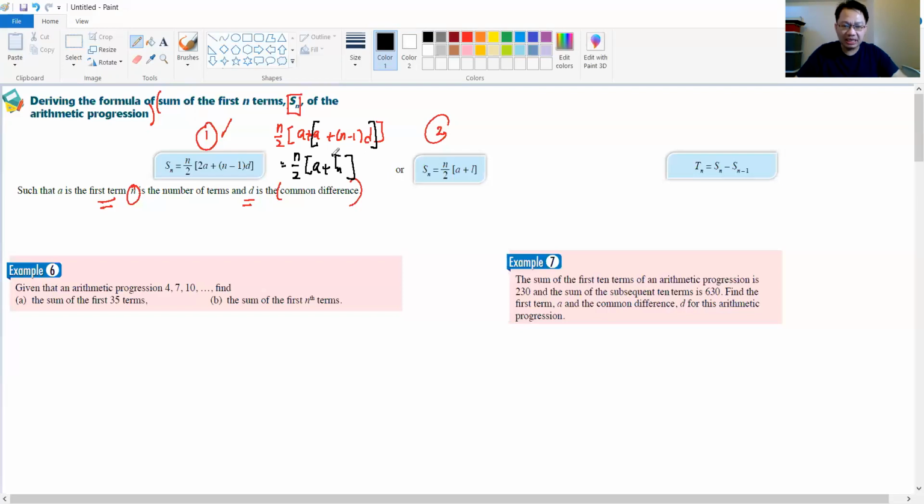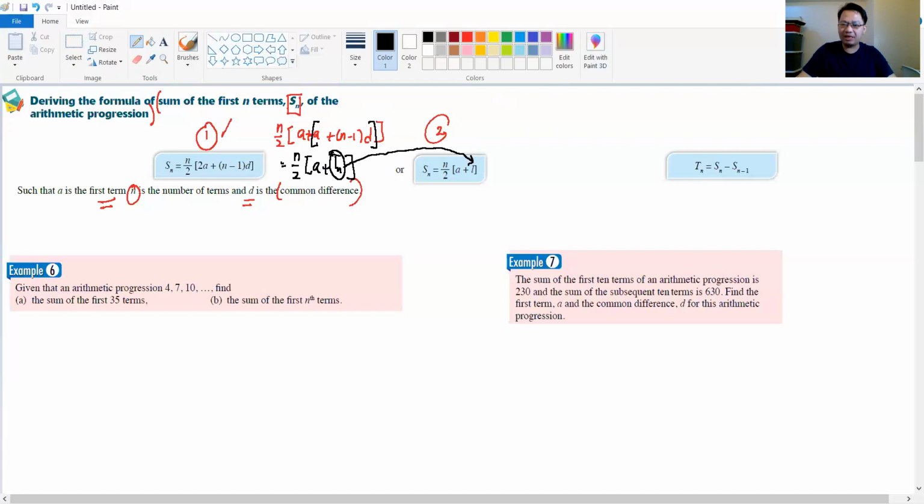So this Tn also represents L. The Tn is also known as the last term. That's why we label it as L. Remember, L here stands for last term. The last term also equals Tn, as we learned in the previous class, which is Tn equals a plus n minus 1 d.